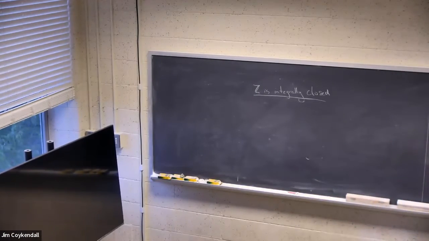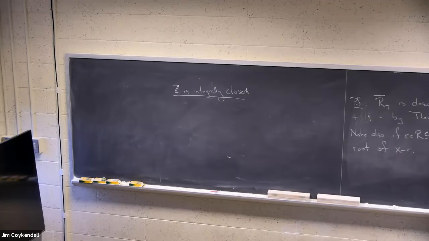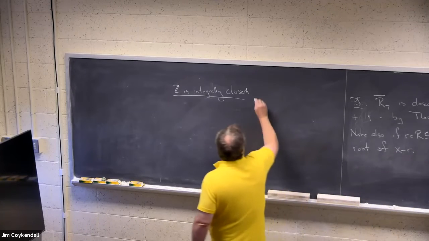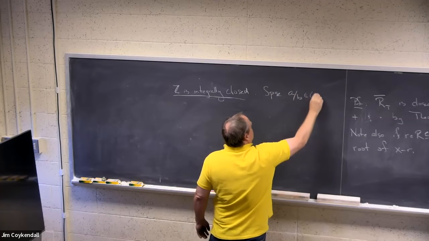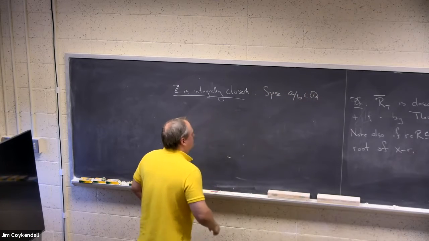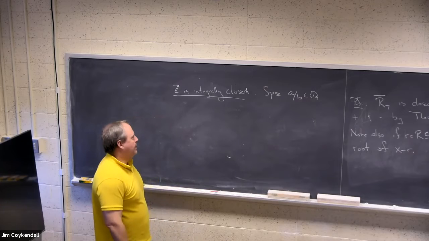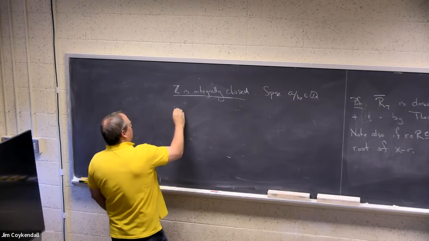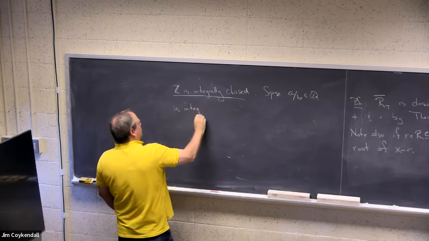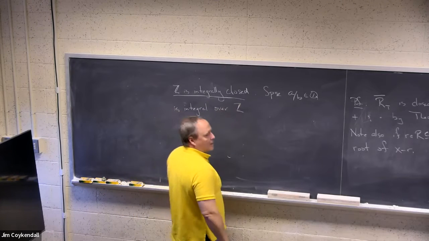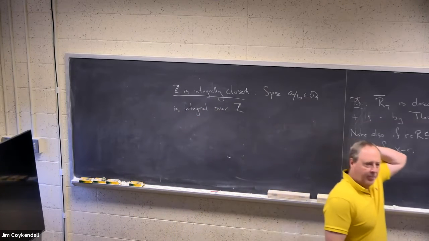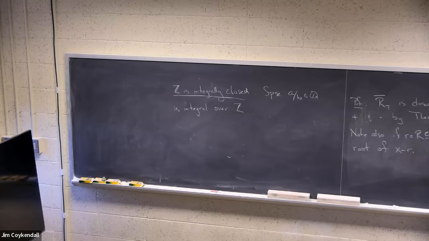Claim that Z is integrally closed. Now let's see why that's true. Suppose a/b in Q is integral over Z. So suppose I have some fraction that is the root of some monic polynomial over Z.